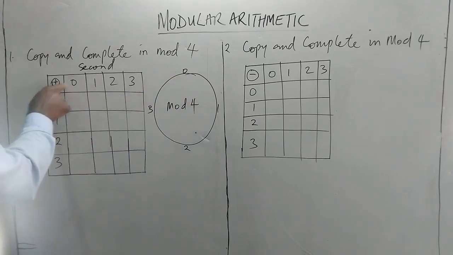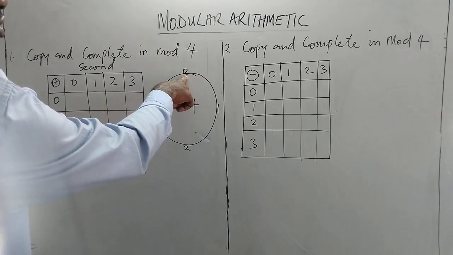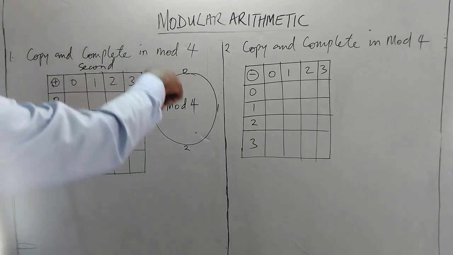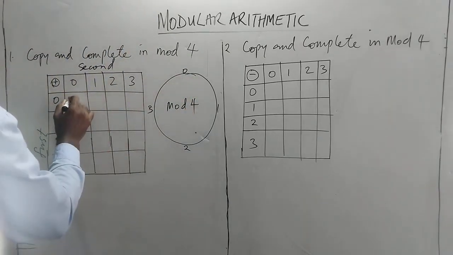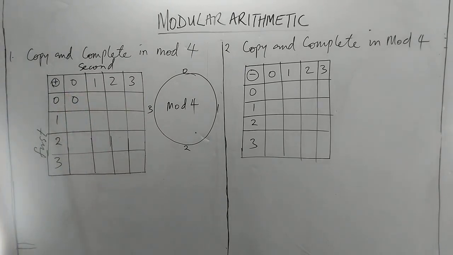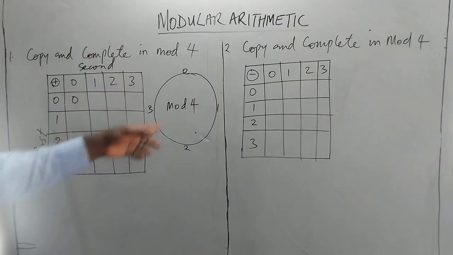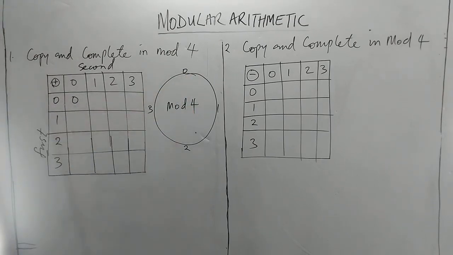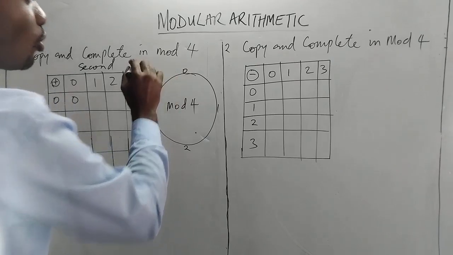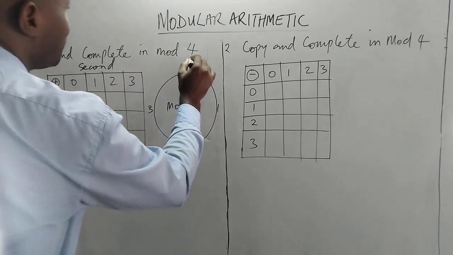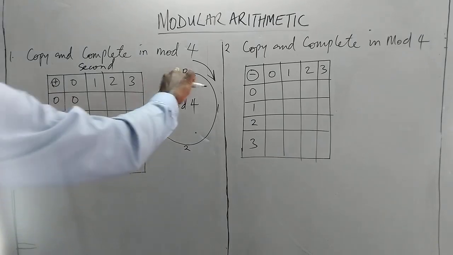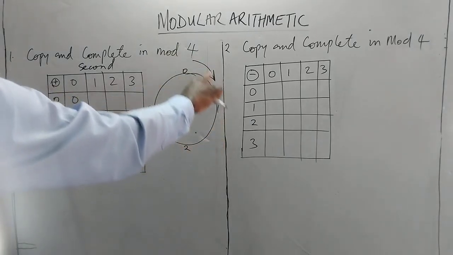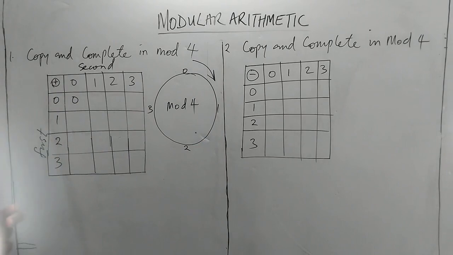So the first one, 0 plus 0, means we are starting from 0 and the second digit is 0, meaning no movement. So you are still at 0. That means the answer is 0. The next one is 0 plus 1. 0 plus 1 means you are starting from 0. The movement here is clockwise. So you move like this, clockwise rotation. That's how the movement takes place.